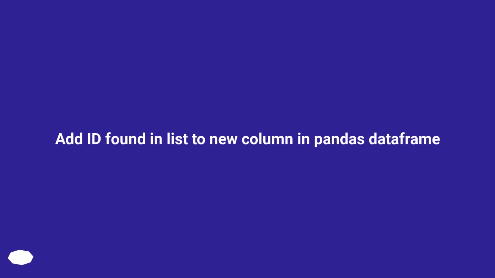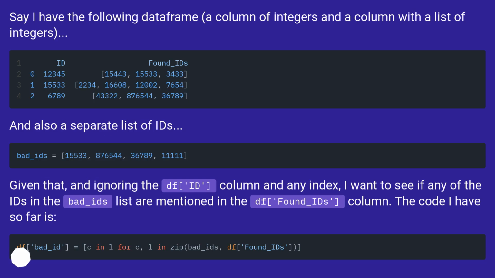Add ID found in list to new column in pandas data frame. Say I have the following data frame, a column of integers and a column with a list of integers. And also a separate list of IDs.